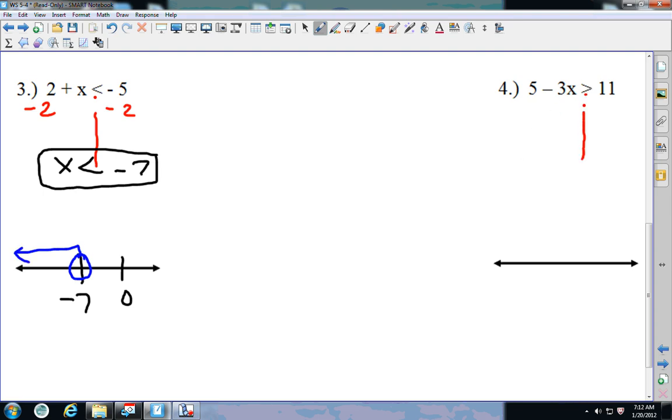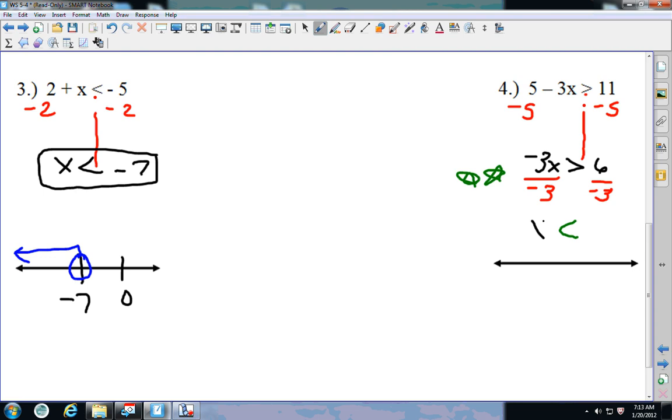Number 4, you should have subtracted 5 from each side. You get negative 3x is greater than 6. Divide by negative 3. Whoop, whoop, right here, you divide by a negative. Anytime you divide by a negative, you have to flip the sign. So what I mean is this is a greater than symbol. It flips over and becomes the less than.